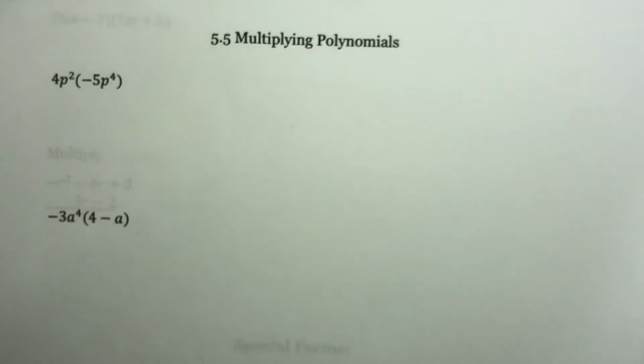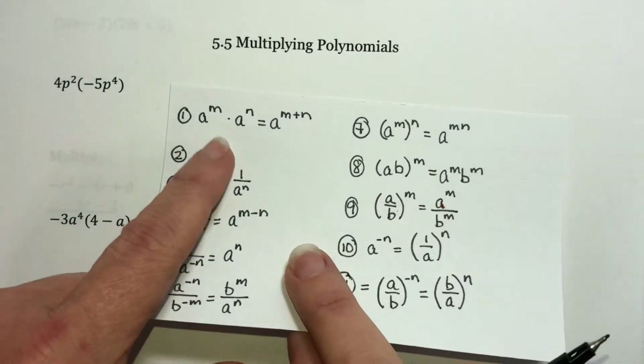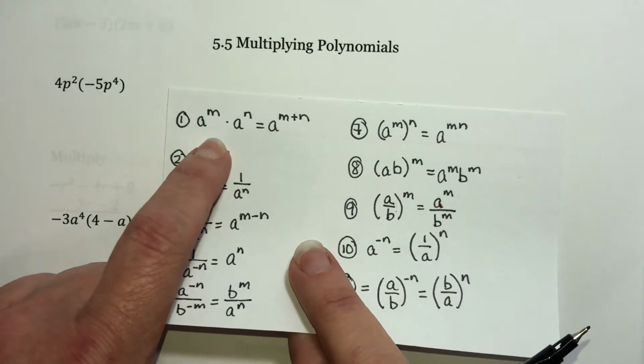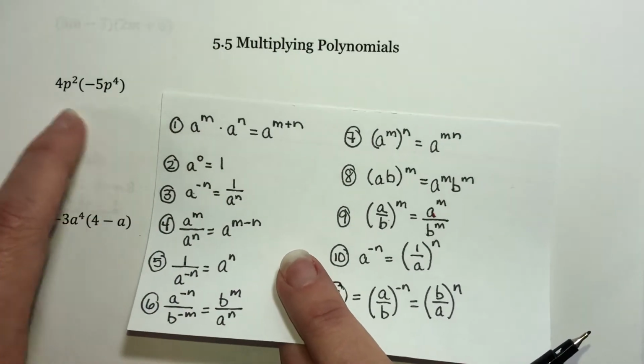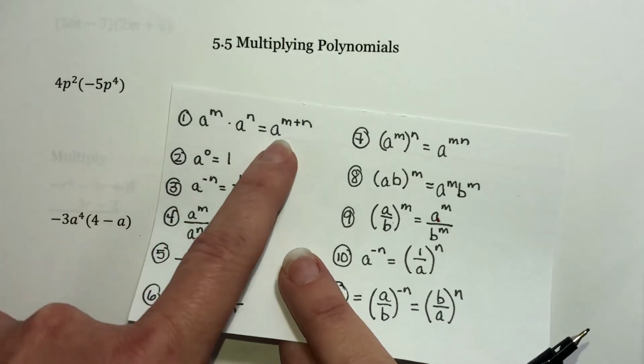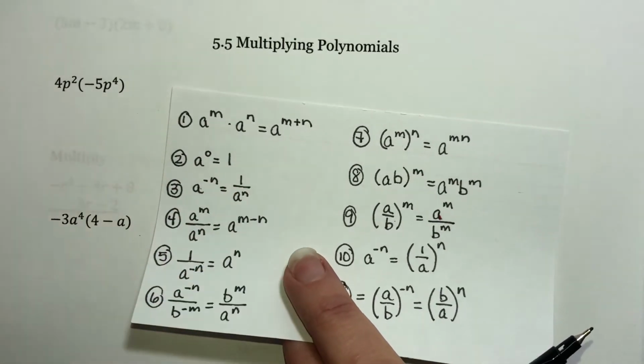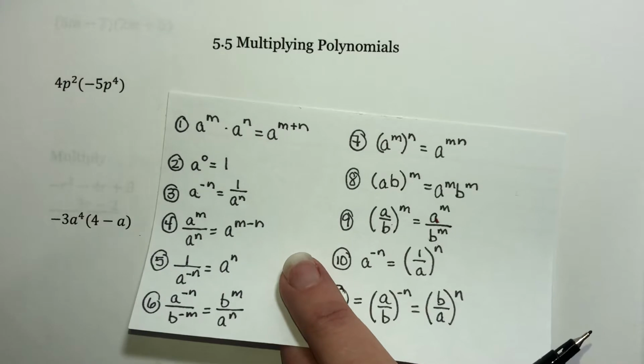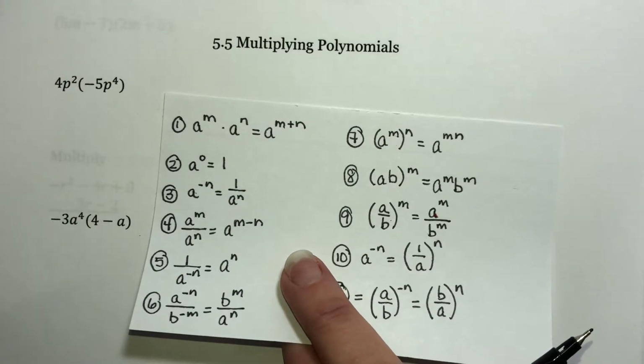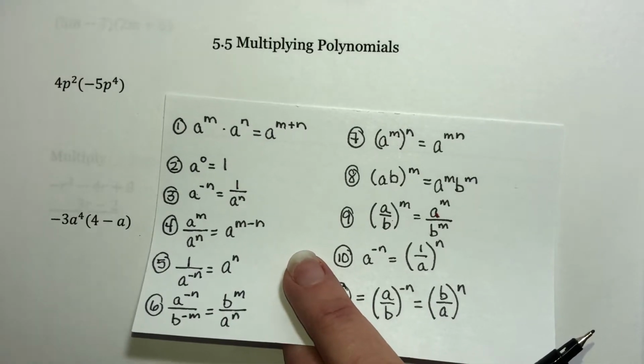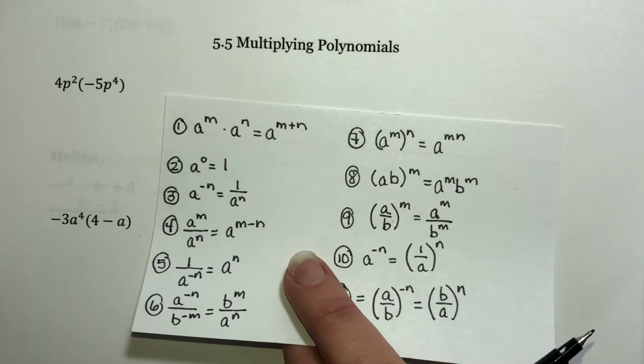This is section 5.5, multiplying polynomials. We are going to be using property number 1 from section 5.1 a whole lot. We're going to be multiplying things with the same base, so we're going to have to add their exponents. Now what we're going to find a lot is we're going to do all the multiplication, and then we're going to have to simplify by combining like terms. So we're going to be doing what we did in 5.3.